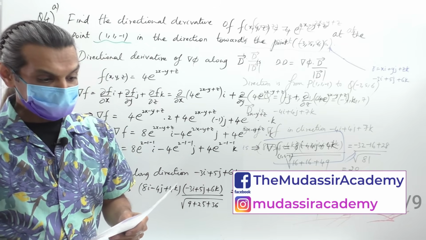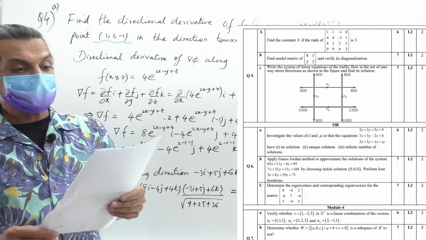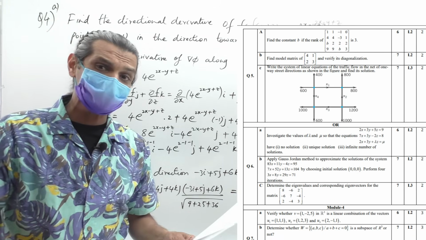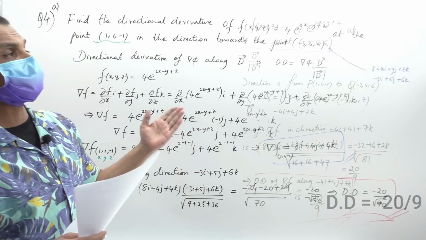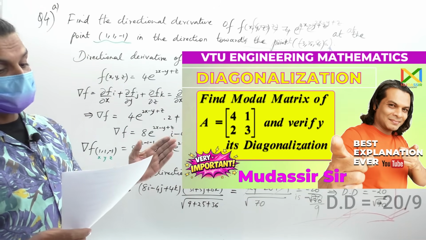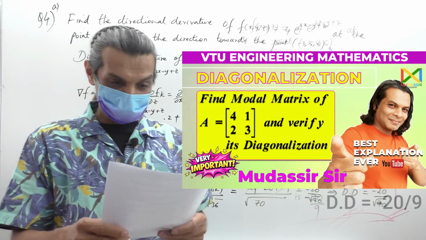The next question is: find a modal matrix of 4, 1, 2, 3 and verify the diagonal relation. One more very important problem, and this problem is also solved in a very easy way. So please refer to the link in the playlist.